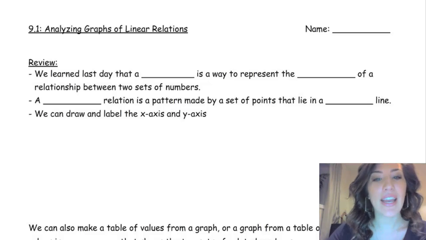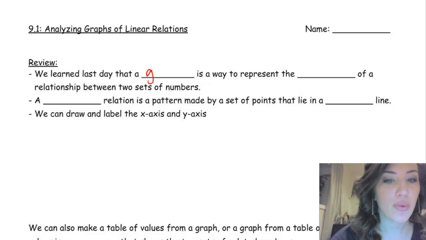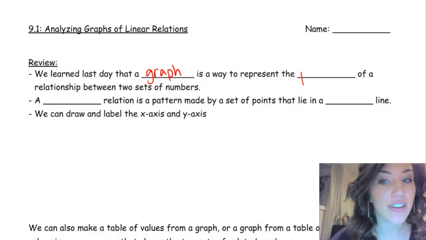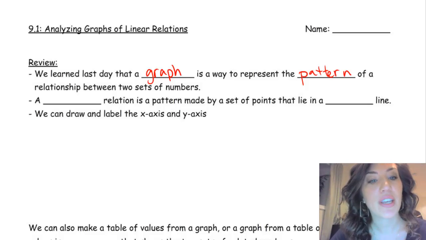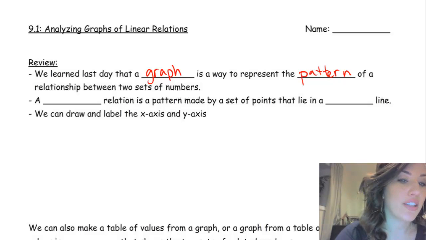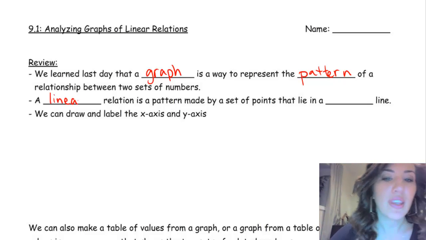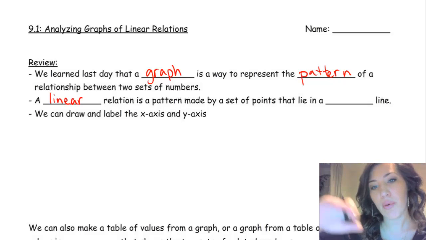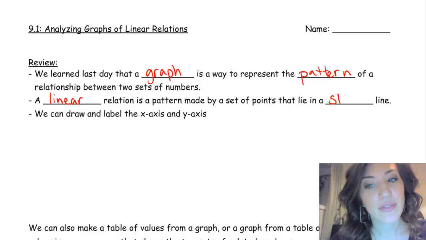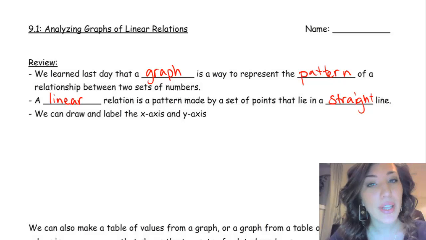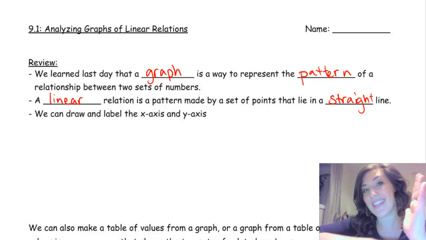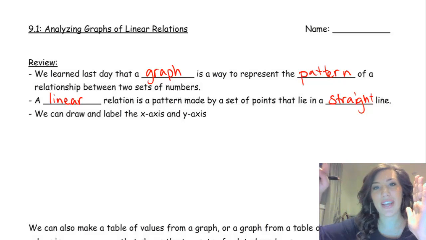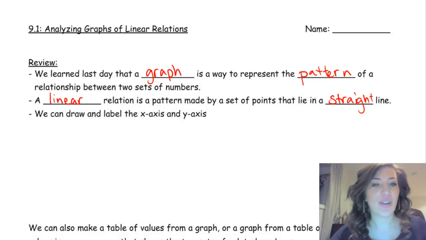So we learned last day that a graph is a way to represent the pattern of a relationship between two sets of numbers. So a linear relationship then is a pattern that's made by points that lie in a straight line. So we can graph all sorts of things, but when we have a linear relationship, then the relationship between the value on the y-axis and the x-axis forms a straight line, either up, down, straight across.